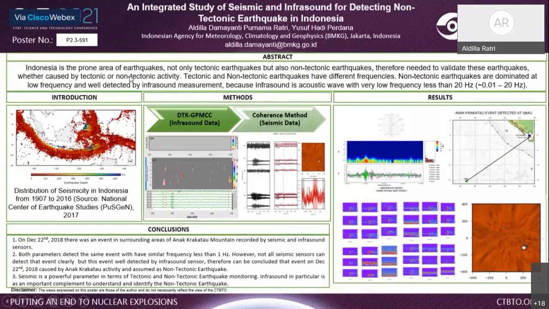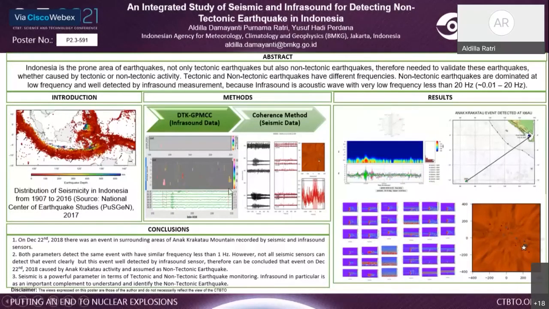Honestly, there are two factors that motivate us to do this research. The first one is we can see from the introduction figure that Indonesia is a prone area to earthquakes, not only tectonic earthquakes, but also non-tectonic earthquakes. The second factor is tectonic and non-tectonic earthquakes have different frequency. It is similar to seismic and infrasound waves. Therefore, in this research, we try to integrate both of them to identify and validate these earthquakes.